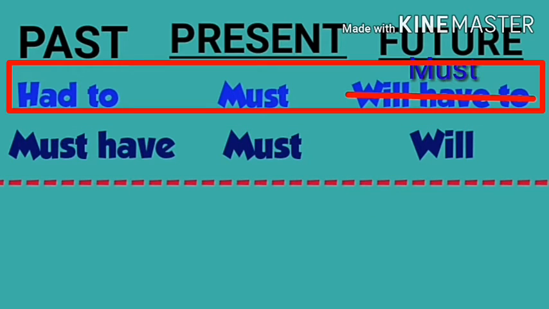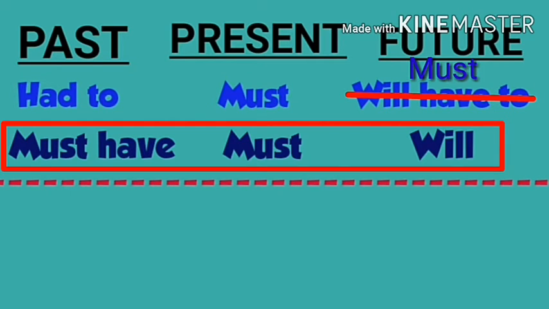Had to, must and must are the forms of must. We use had to in the past and must in the present and must in the future when we want to express compulsion, obligation. Okay, must have, must and will are the forms which are used when we make a deduction, when we guess about something. Okay, must have is used in the past, must in the present and will in the future.